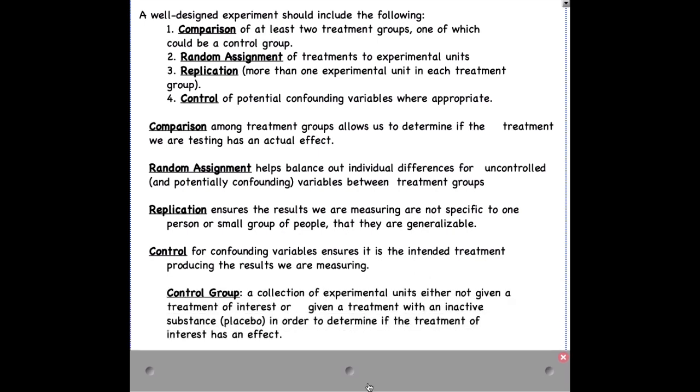And then a control group, I mentioned that earlier. A control group is a collection of experimental units that are either not given a treatment at all, so they're kind of your baseline measurement, these people aren't getting anything, or they are given a treatment of a completely inactive substance called a placebo in order to determine if the treatment of interest has an effect.